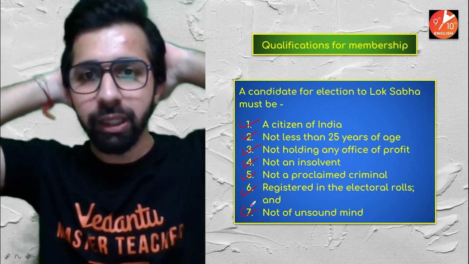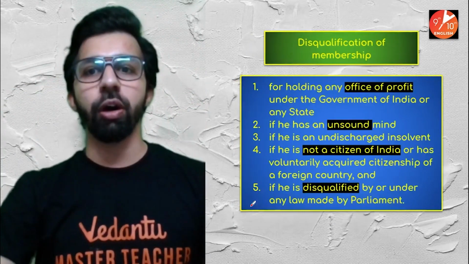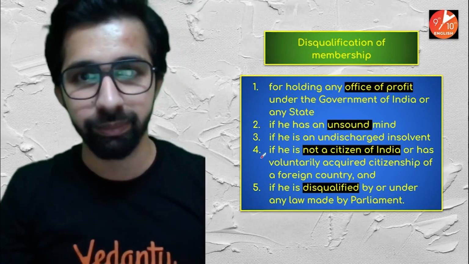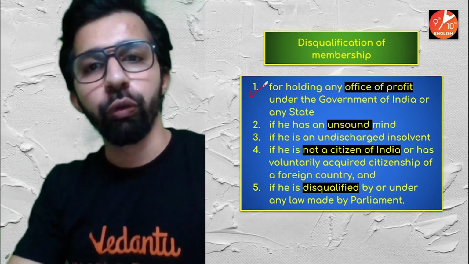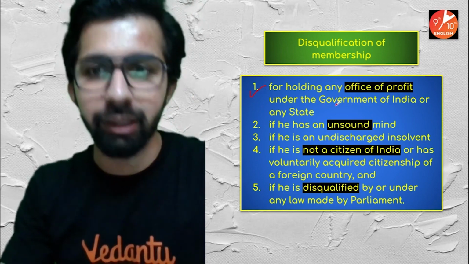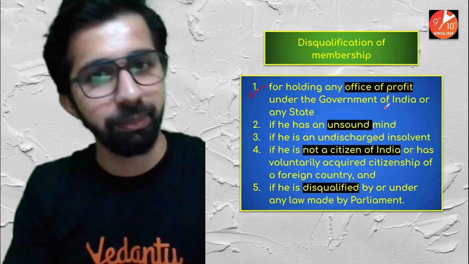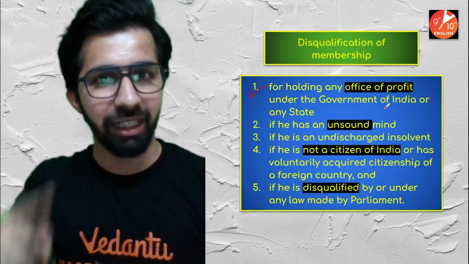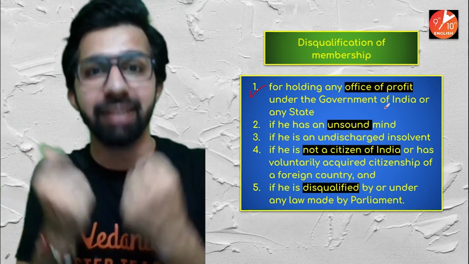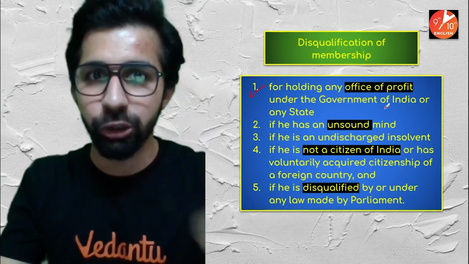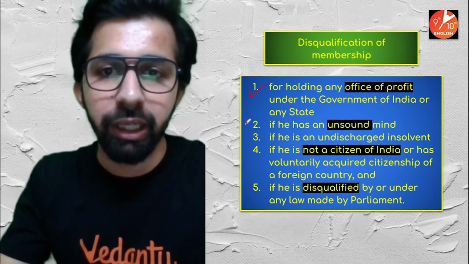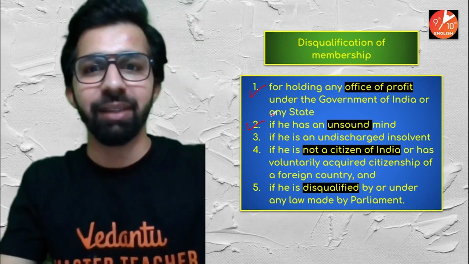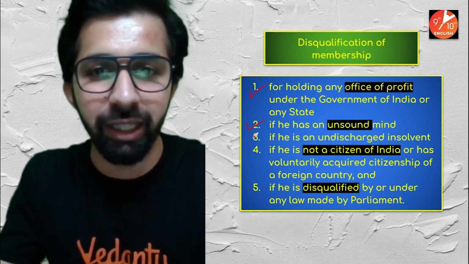Let's continue, and now we will understand the disqualification of a membership. Okay, now we will understand how the candidate can be disqualified. First point, for holding any office of profit under the government of India or any state. Simple as that. If the candidate is a part of any other government institute at central level or at state level from where the candidate is getting any salary, so that candidate will be disqualified. Second, if he has an unsound mind, if the candidate is irresponsible, careless, crazy, the candidate will be disqualified.